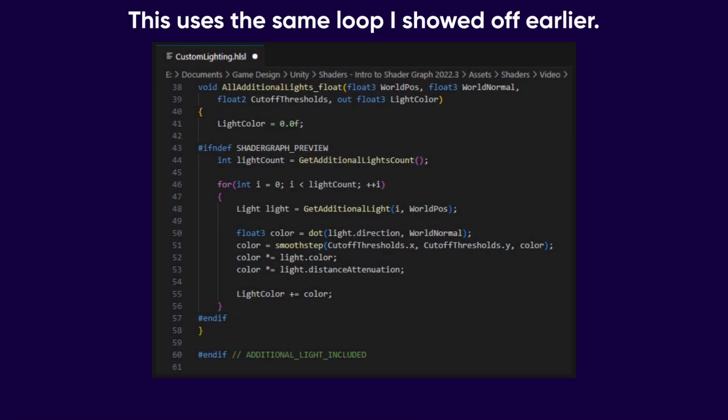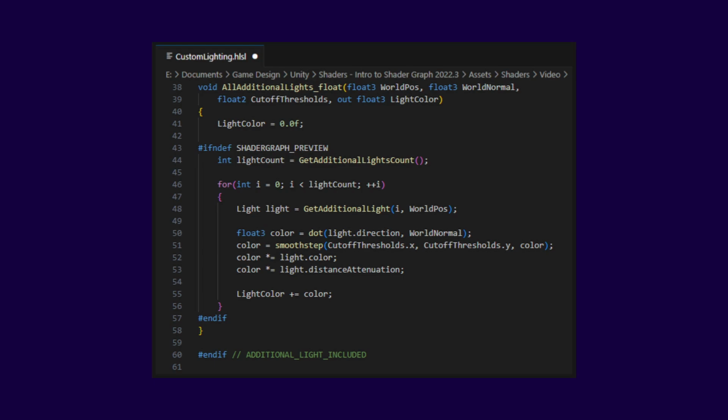To that end, I've included another HLSL function called AllAdditionalLights, which takes in the world position, the world normal, and the cutoff thresholds, and outputs only a light color. And it just does all of the additional light calculations right here in the HLSL, taking advantage of looping. You'll recognize the names of HLSL's built-in functions here as being the same as ShaderGraph's nodes.